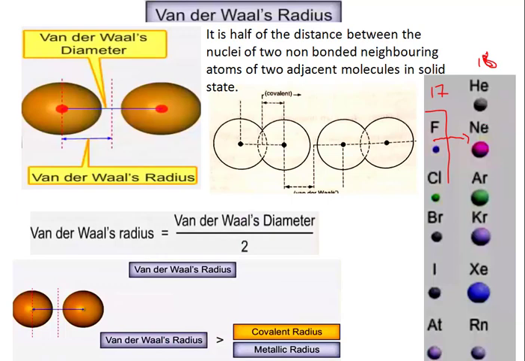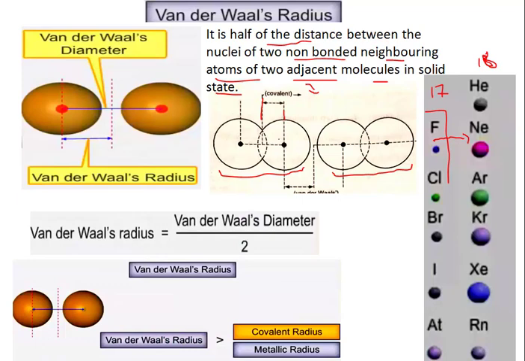In order to explain the radius of noble gases, we use the term van der Waals radius. What is van der Waals radius? It is half of the distance between the nuclei of two non-bonded neighboring atoms of two adjacent molecules in solid state. For example, in this figure two molecules are given. This is one molecule and this one is another molecule. They are bonded by a normal covalent bond, and this radius we call covalent radius, this much distance, right?